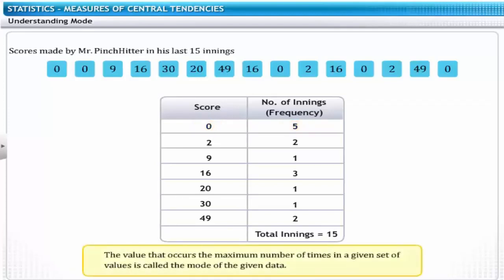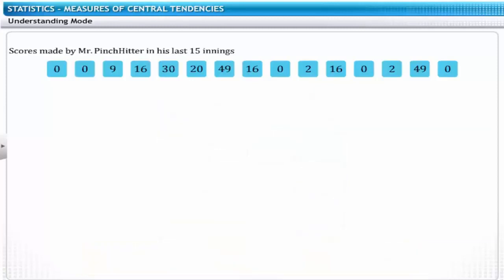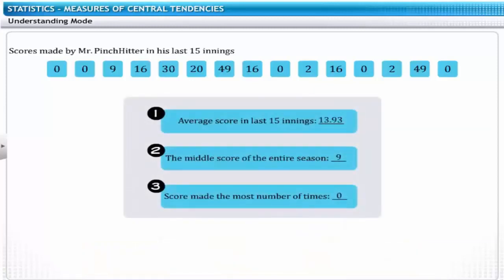The value that occurs the maximum number of times in a given set of values is called the mode of the given data. Here the mode is 0. Well, we have found the values for all the three quantities in Mr. Pinch Hitter's performance record. Which of these three values do you think he would like to use? Do you think that an average score would always give him the best value to present? Let's find out.